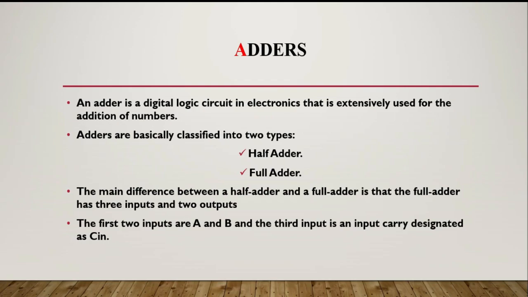Okay, I am going to take adders as my next example. Let me tell you something. An adder is a digital logic circuit in electronics that is extensively used for the addition of numbers. Adders are basically classified into two types. They are half adders and full adders. The main difference between a half adder and full adder is that the full adder has three inputs and two outputs. If we assume that the first two inputs are A and B and the third input is an input carry designated as Cin. Okay, we have already seen about half adder. So let's see about full adder.